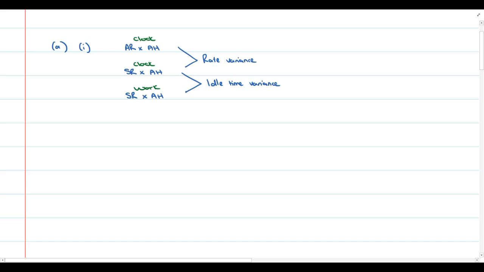Then, in order to calculate the efficiency variance, we keep the rate the same and we just change the hours. And that will give us an efficiency variance. Right, and this is also based on work information. So it goes clock, clock, work, work. And then please remember the standard hours must be flexed to actual production. All right, so let's start with the variance calculations and then we'll see what other calculations are necessary.